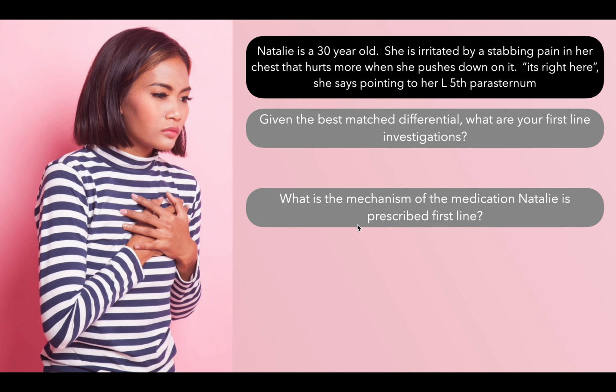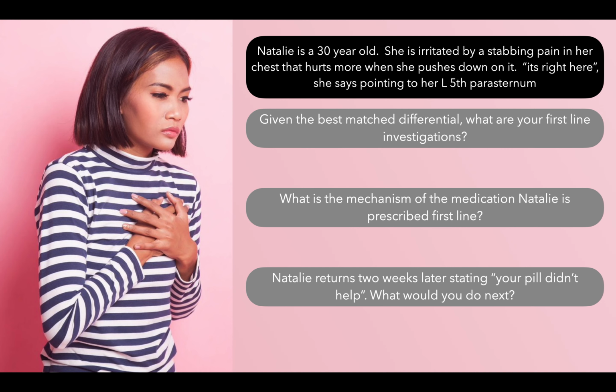The mechanism of the medication is a non-selective COX inhibitor, because you're going to give NSAIDs, ibuprofen first line. You could also give codeine if necessary. Natalie returns 2 weeks later stating your pill didn't help. What would you do next? So you would do an intra-articular glucose injection.